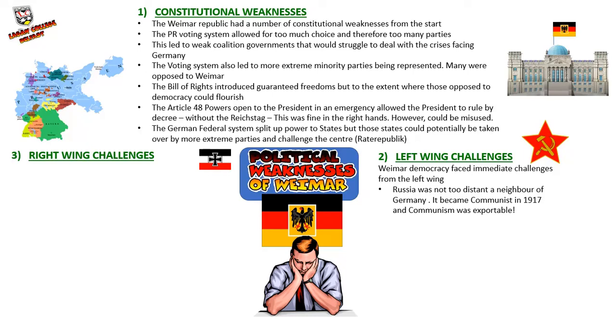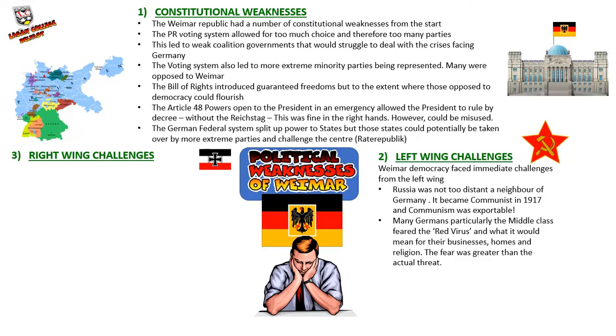Russia, and this idea of communism was very easily exportable. In fact, it was designed to be exported to other countries, and that's what the Soviet Union wanted. So Germany felt very threatened, especially the middle class. The middle class feared what they called the red virus, that it would really threaten their businesses, their homes, and their religion. And this fear was greater than the actual threat. Communism really didn't have very much hope in Germany, but the fear of it was really used and misused by right-wing powers as well in Germany.